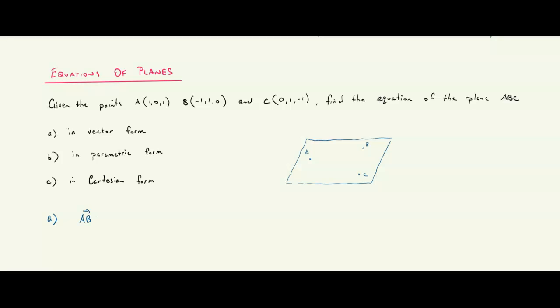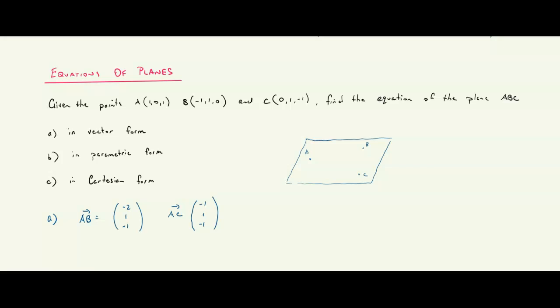Let's get AB firstly. That direction vector going from A to B, we are going down 2. We're going from 0 to 1, so that's up 1, and we're going from 1 to 0, which is down 1. We can get AC. Again, we've got choices. We could take BC, but we tend to just go with AB and AC. 1 to 0, negative 1. 0 to 1 is positive 1. 0 to negative 1, minus 1. So there's our AB and AC.